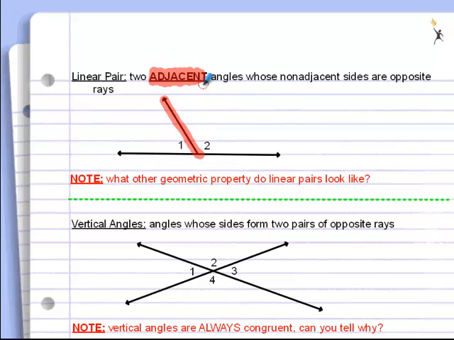A linear pair is basically, let me rewrite it in a different color. They're supplementary angles that are adjacent. So we can have supplementary angles that aren't adjacent, and in this case, if we have supplementary angles that are adjacent, they have a special name. They're called a linear pair.